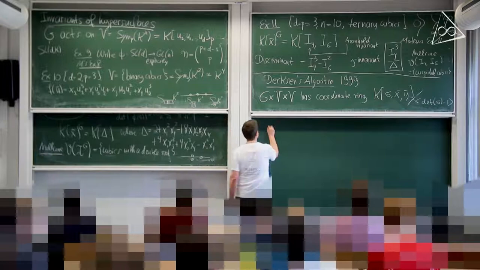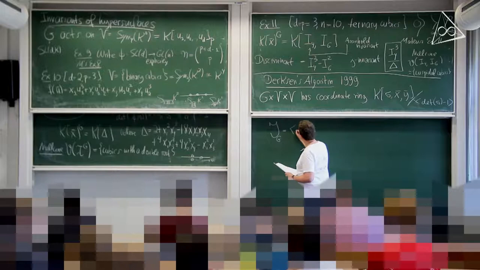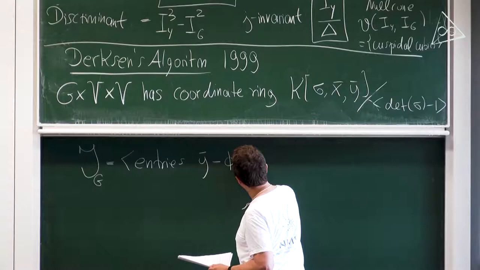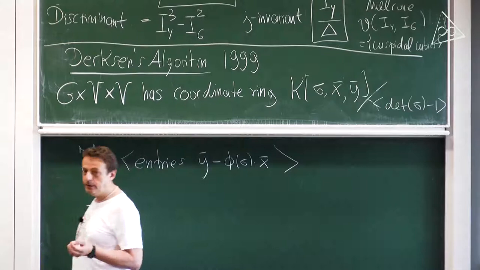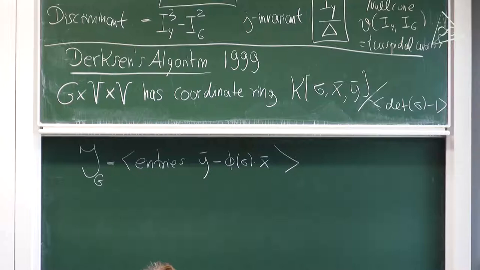Now let me make an ideal in this ring that I'm going to call J_G. This ideal codifies the group action, right? These are the entries of y minus phi of sigma times x. Y is a column vector of unknowns of length n. So this is an ideal generated by n polynomials in d squared plus 2n unknowns. To write down the generators of the ideal, you must have done the exercise of representing the group, right? You need to write down the matrix phi of sigma, multiply it on the right by an unknown column vector x, and equate that with another unknown column vector y. So to write down this ideal, you actually have to write down phi of sigma.